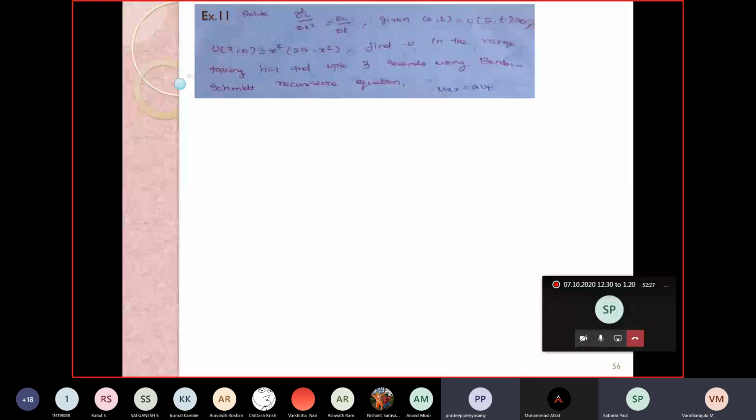Please make a note. This is for your practice. Still, I have solved the problem. Please make a note. Even you can find the solution in the video itself, and please try to solve the problem. Solve dou square u by dou x square is equal to dou u by dou t, given x is 0, t is equal to 0. Wait, I'll check and tell you.